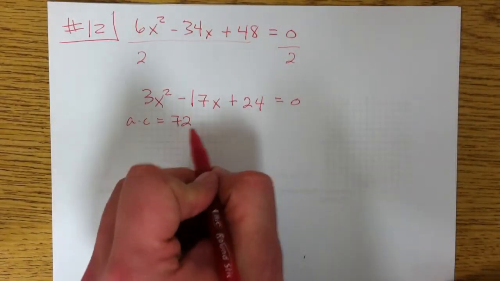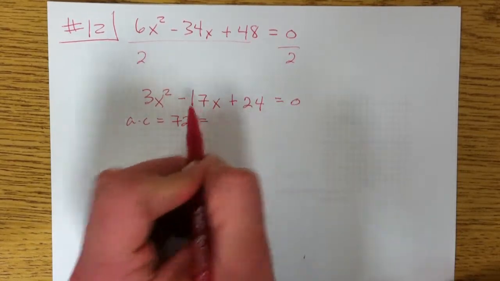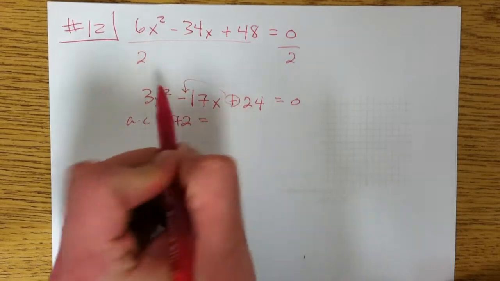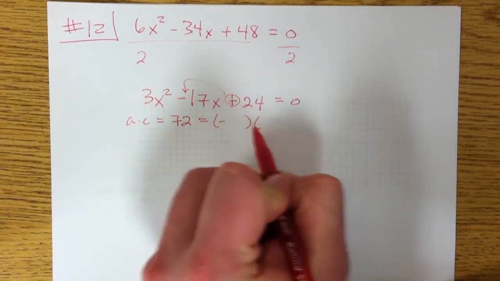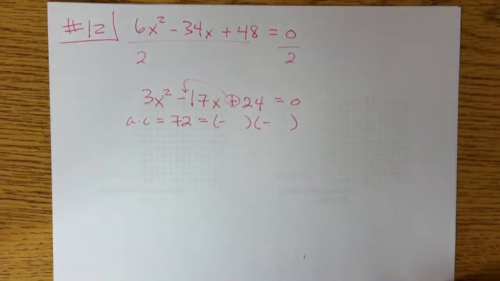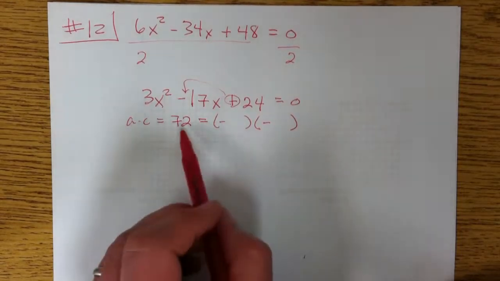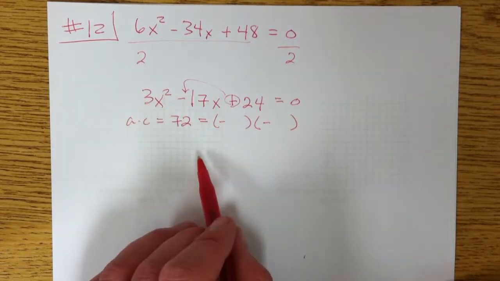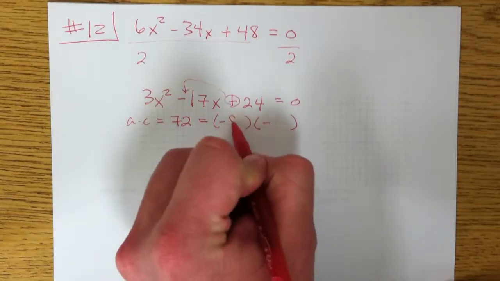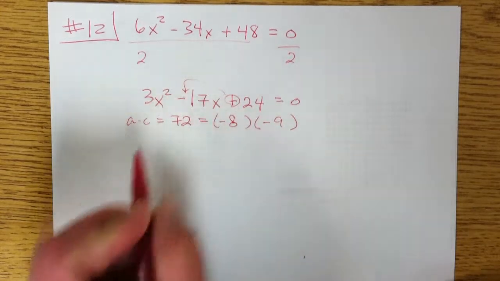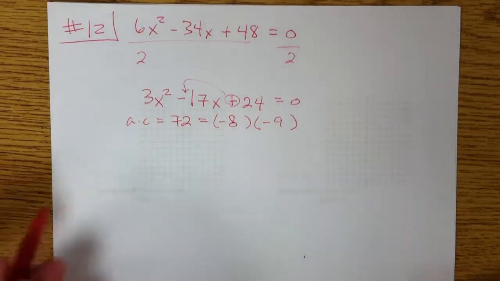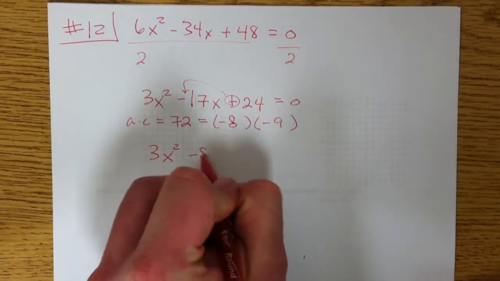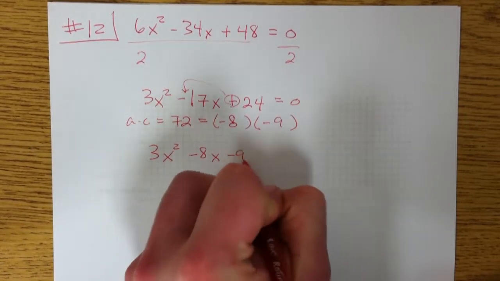So you're asking yourself, what factors of 72 have a sum of negative 17? So because this is positive and this is negative, both of our factors have to be negative. So what factors of 72 add up to being negative 17? Well, negative 8 and negative 9 both multiply to give me 72. And when I add negative 8 and negative 9 together, I get negative 17. So those are going to be the factors I'm working with. So it helps to know your factors. Extremely helpful to know your factors.